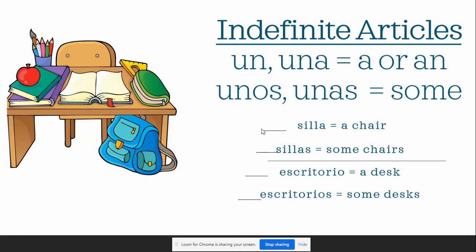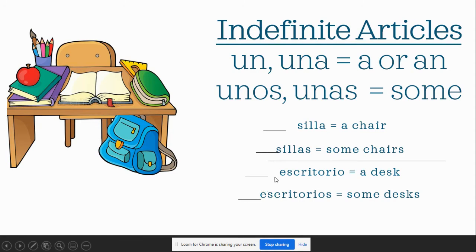Now, let me do the next one. I have sillas, but I really want to say some chairs. I don't just want to say chairs. So how would I do that? Yes, since it's plural and feminine, I have to say unas sillas to express some chairs. All right. Now, how about we do this together?